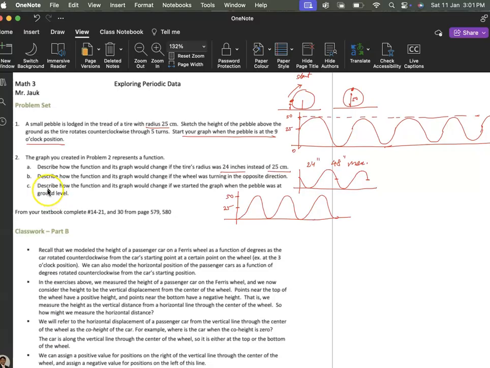Describe how the function and the graph would change if we started the graph and the pebble was at ground level. So you think of the height. The height of the pebble will first be 0. And then it will go up. Yeah, it will go up in this way. Same.